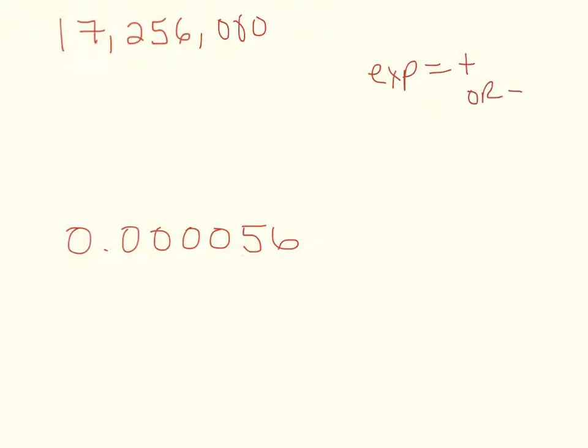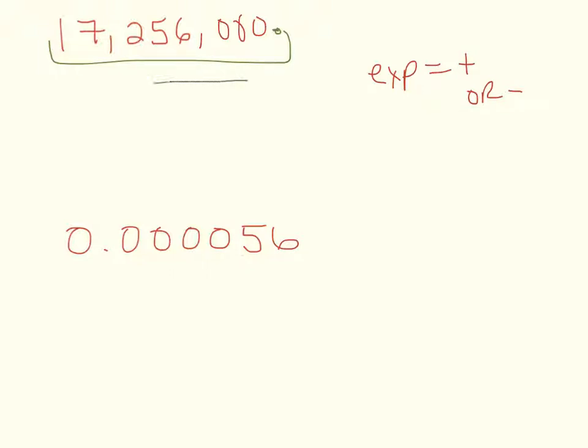So when we're looking at our first example here, that's 17,256,000. What we're going to do is move the decimal place. It is assumed, if there is no decimal place given to you, that it does fall at the very end of that number, that last whole number, which is 0. So what we're going to do is move our decimal place to the left.